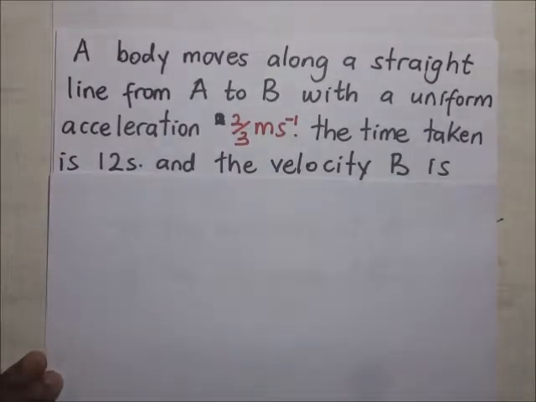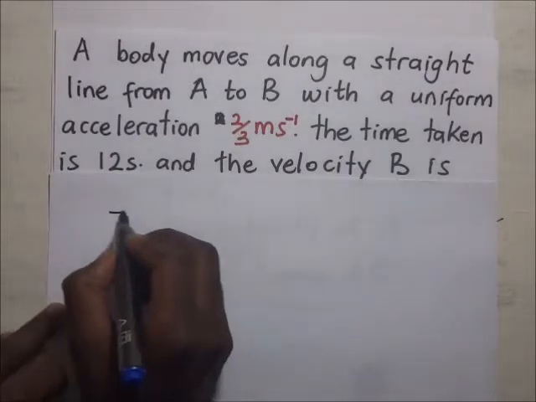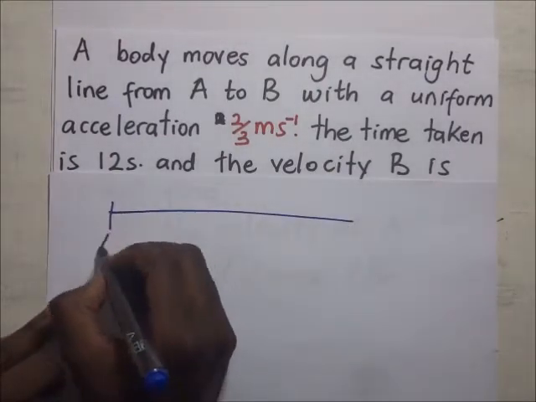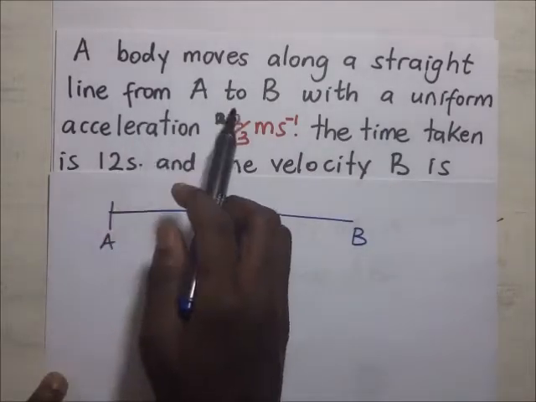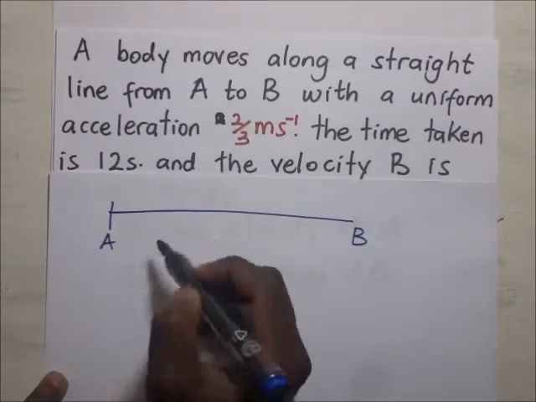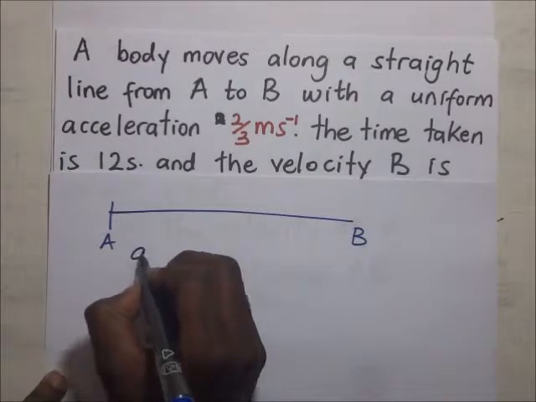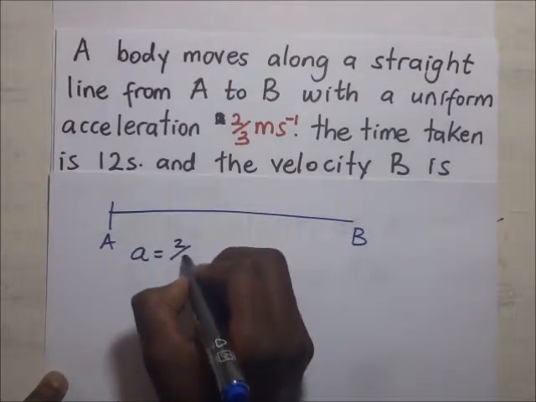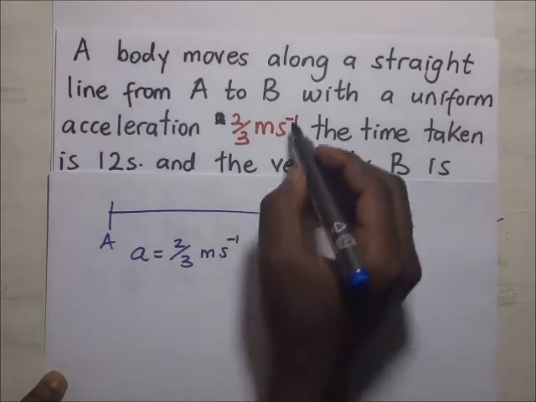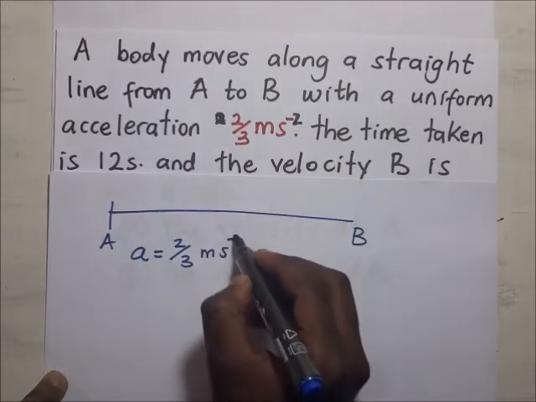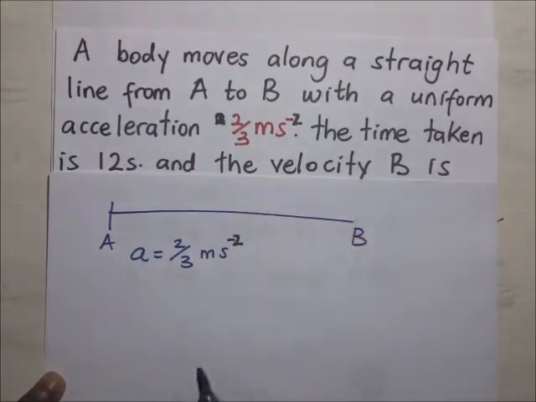A body moves along a straight line from A to B. So if this is our straight line, it's moving from point A to point B. And in this straight line from point A to B, it's moving with a uniform acceleration. So the acceleration of this body is 2/3 meters per second. Of course, acceleration is meters per second squared.